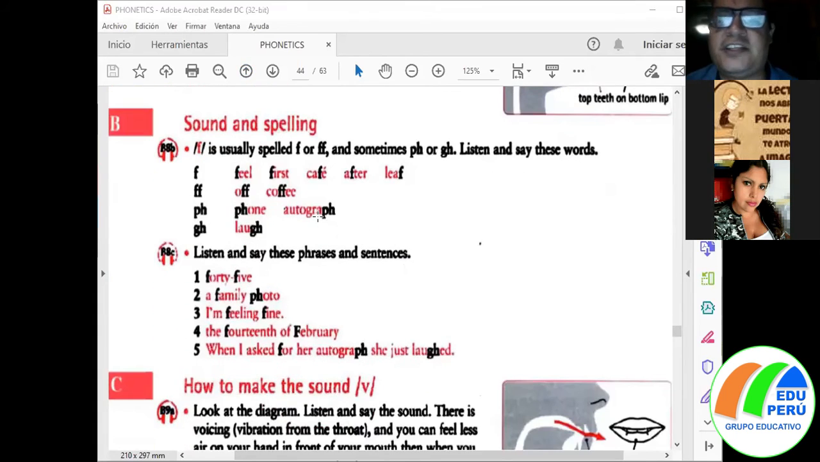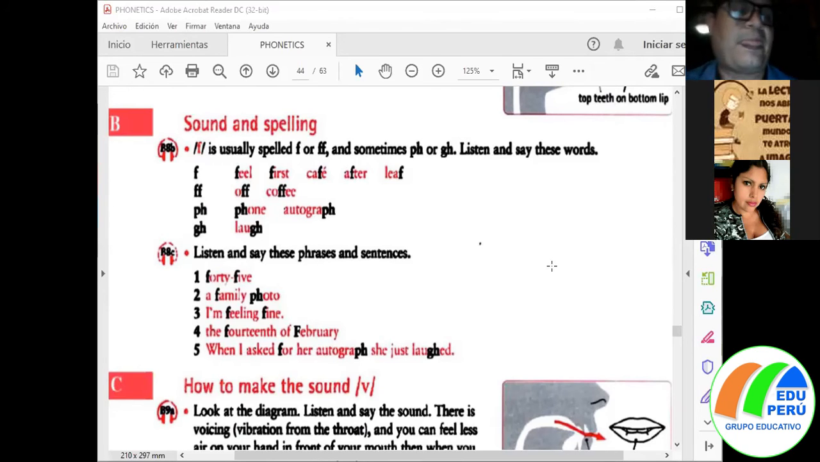Let's first do the sound and spelling. Don't tell me F. F is the letter. No. The sound is usually spelled with the letter F or double F, and sometimes with the letters PH or GH. Listen and say these words. Feel, first, cafe, after, leave, off, coffee, phone, autograph, love. Notice how you pronounce the last word, love.